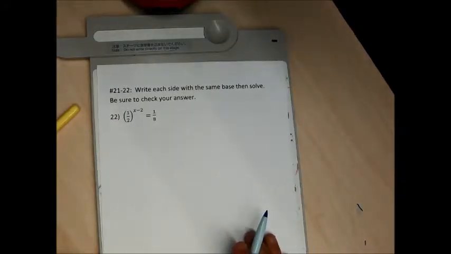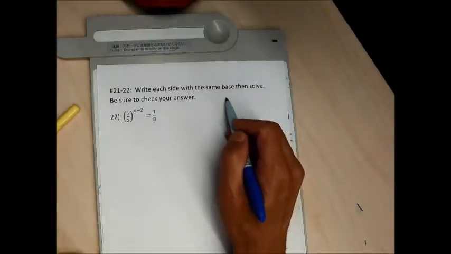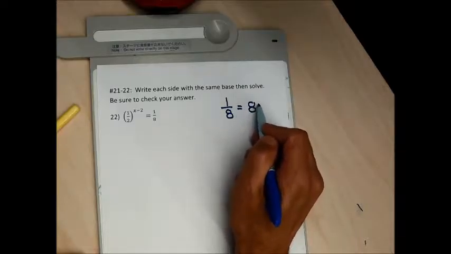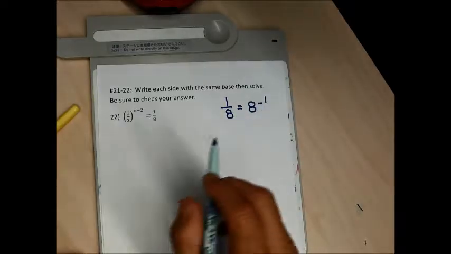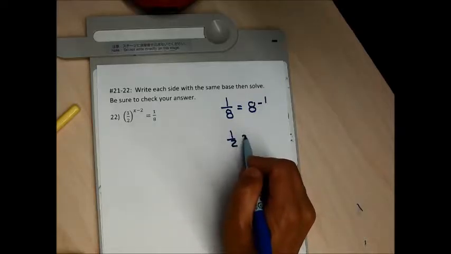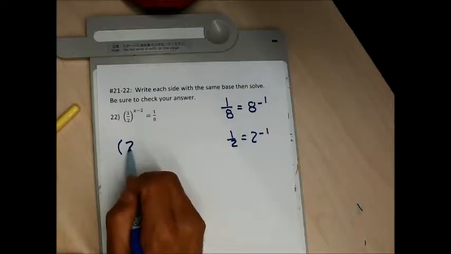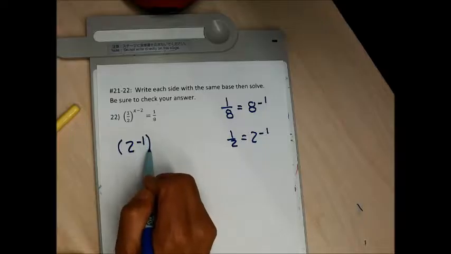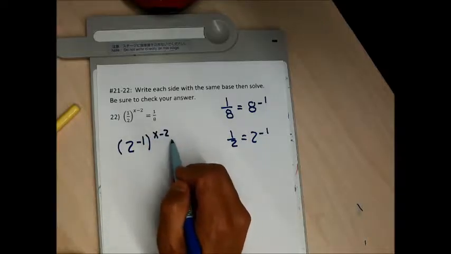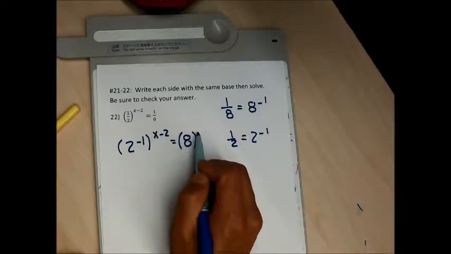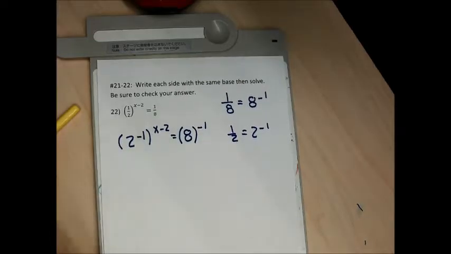Lots of junk on problem 22. First of all, I have to know that 1/8 can be written as 8 to the negative 1 power to help each side not be a fraction. Similarly, I'm going to write 1/2 as 2 to the negative 1 power to get started. So fractions are certainly not my friends here. So I'm going to write the left side as 2 to the negative 1 power to the x minus 2 power. And the right-hand side, I'm going to write it as 8 to the negative 1 power. And I'm going to put that negative 1 outside of parentheses because I'm going to need to give the 8 another exponent. So first step, get some negative exponents, get rid of the fractions.